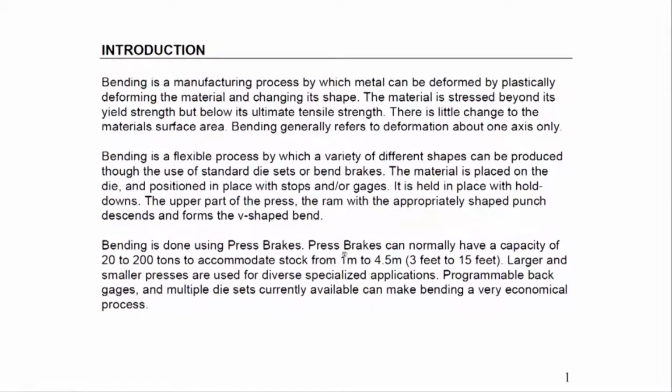So you see here, it is a manufacturing process by which metal can be deformed by plastically deforming the material and changing its shape. The material is stressed beyond its yield strength. All this I spoke to you about yesterday, saying we have a yield stress and afterwards there will be a permanent set that can occur. So if you take the normal stress strain diagram, you see there is a small kink in it, and then after the plastic deformation is done, eventually before it tears fully, below its ultimate tensile strength, you can continue to make operations.